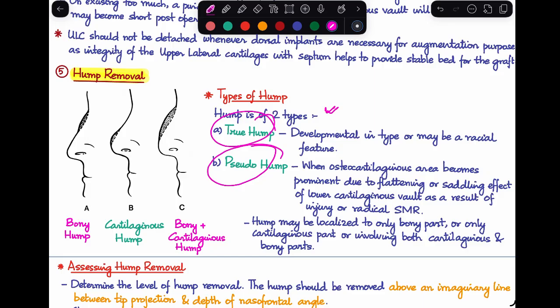Now, secondly, depending on the location of the hump, we can either have the hump in the bony region only, or we can have a hump which is only in the cartilaginous region, or we can have a hump that involves both the cartilaginous as well as bony regions. So now that we know what a hump is and what areas it can involve, next we have to understand what we are going to assess for the hump removal.